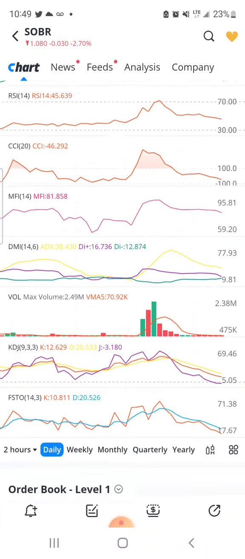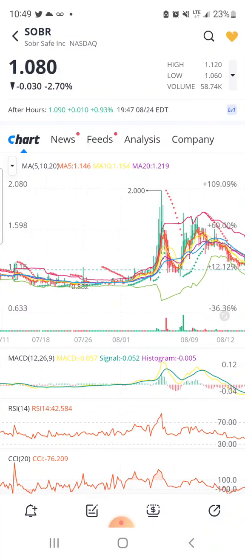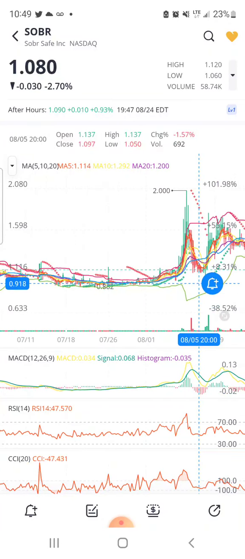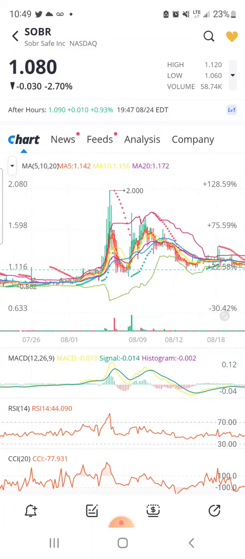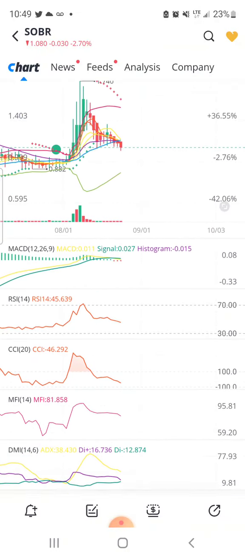In after hours, I think it hit like $2. Pretty sure, yeah. So it hit $2 there. We bought in here at like 93 to 95 cents. So that's where we were sitting on this stock. So I'll talk about the technicals a little bit.